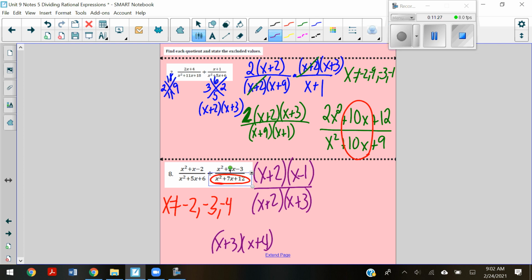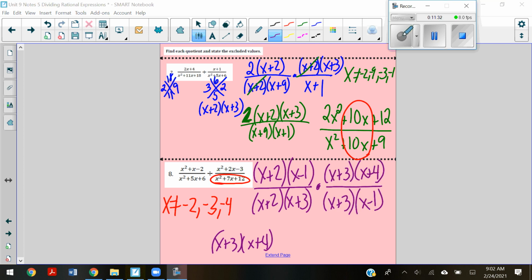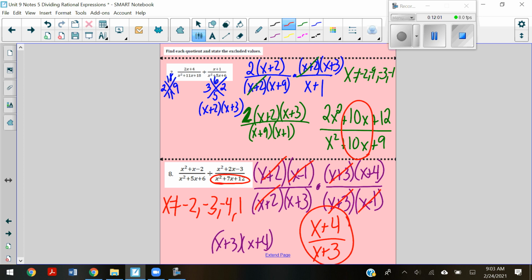Okay, so go back and change this to multiplication and flip that second fraction. In flipping and factoring that second fraction, we now also add in a +1 for our excluded values. So cancel out what you can from the numerator and the denominator, and it doesn't really matter what fraction it comes from when you cancel. Ooh, we cancel a lot of them. So we get x plus 4 over x plus 3. There's your simplified answer, and then our excluded values are over to the left.